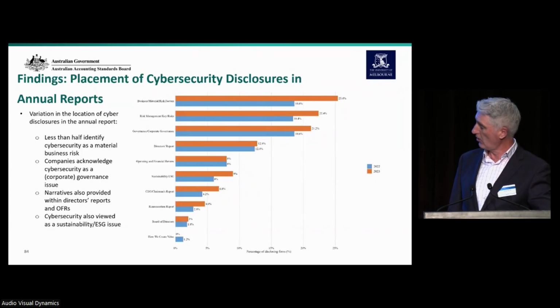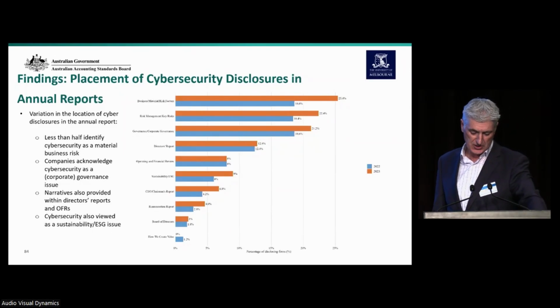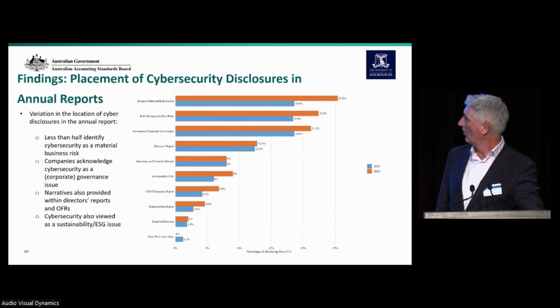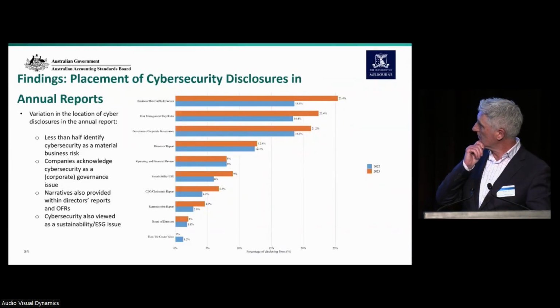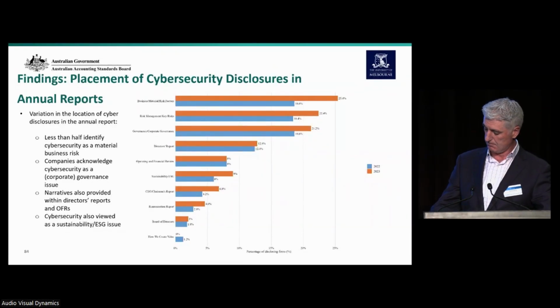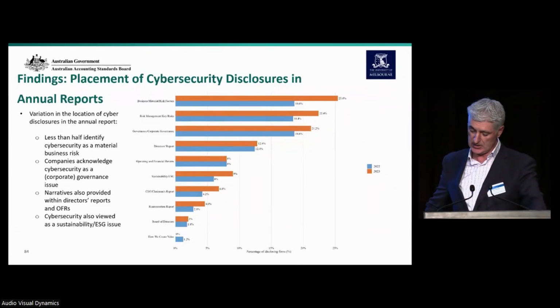Moving down to the third line item, we can see that a large proportion of disclosing companies discuss cyber-related information in the context of their governance, outlining the importance of cyber-related governance processes and mechanisms to protect against cyber risk. We also see some of the other locations of the annual report. The director's report is well represented, and also within that the OFR. And there's a small proportion of disclosing companies that regard cybersecurity as a sustainability or ESG issue.